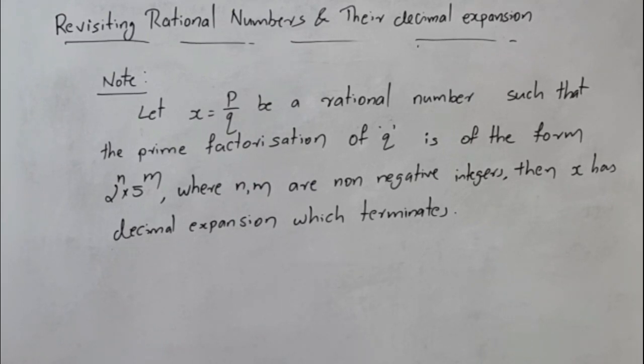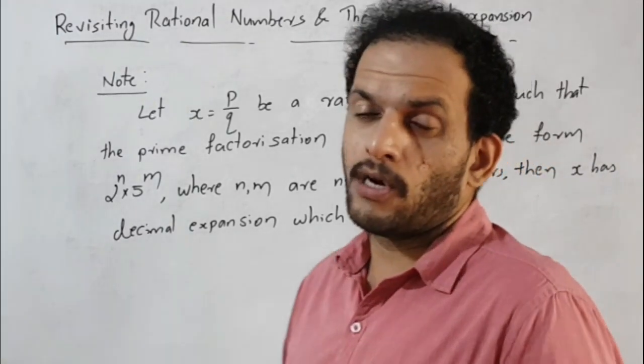So it's a note, okay, that x is equal to p by q be a rational number such that the prime factorization of q is of the form 2 raised to n into 5 raised to m, where n and m are non-negative integers. Then x has a decimal expansion which terminates.